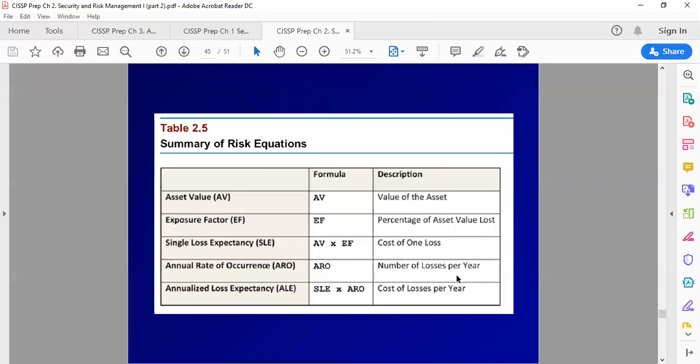So these are some formulas: annual rate of occurrence and annualized loss expectancy, the number of losses per year, the cost of losses per year. Okay, so from the risk management examination point of view, you need to find out what the loss is, what qualitative risk is about, and what quantitative risk is about. You will get scenario-based questions. Suppose some services are not working, and then what are the annual losses? So it is a scenario-based thing, so you need to understand this particular formula, and qualitative and quantitative risk.